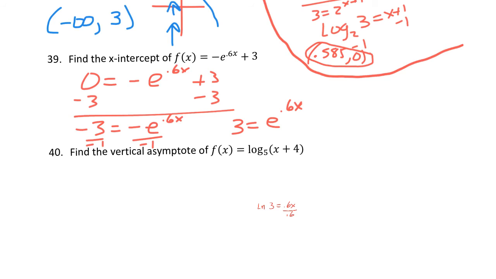Let's divide by 0.6. So the natural log of 3, then divide by 0.6. Make sure you close your parenthesis on that 3. That is 1.83, comma 0.